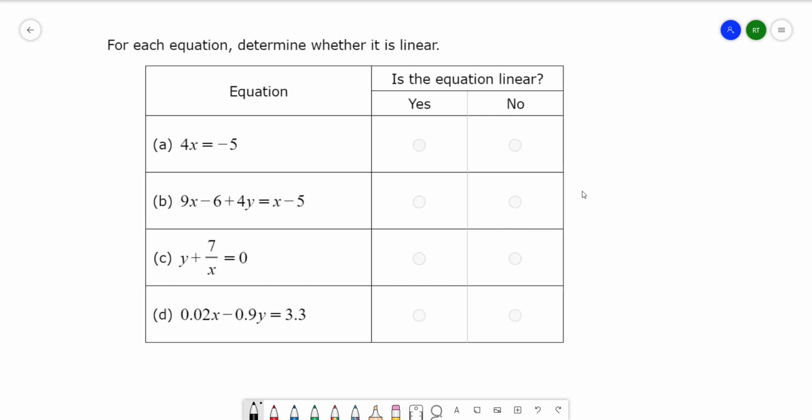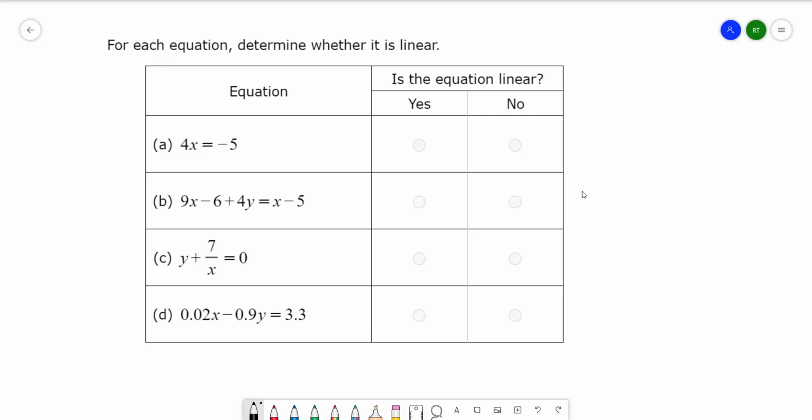In this topic, I'm going to show you how to determine if an equation is linear or not. Keep in mind, a linear equation means that it will be a straight line if you were to graph it and take a look at it. I'm going to show you how to use a graphing calculator to verify this, and I'll put the link to the calculator that I'm using in the description below.